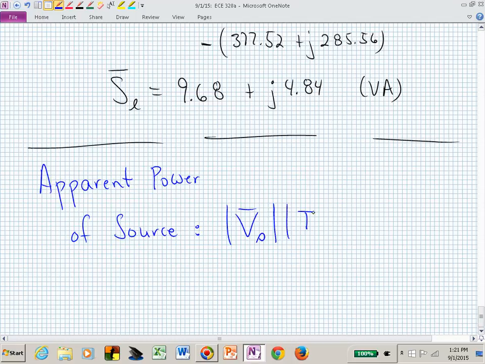We could also say, well, we've just calculated, let's check our work. We were given the magnitude of the voltage supply. We calculated the current's magnitude. This is now 220. That was 2.2. So this is now the apparent power of our source.